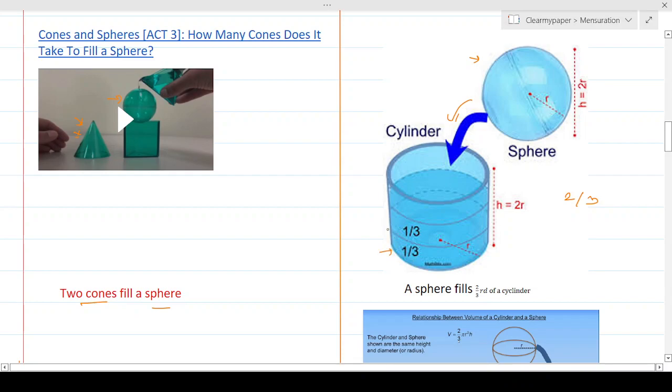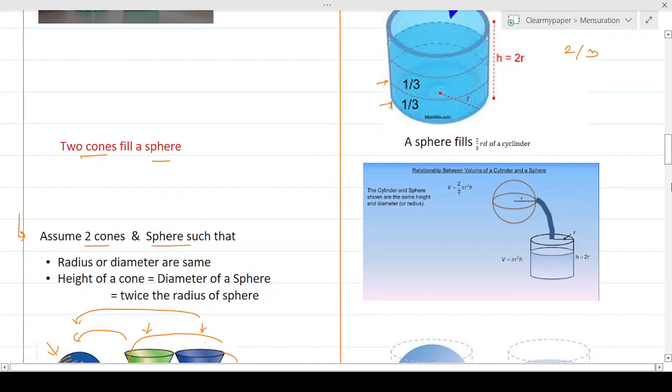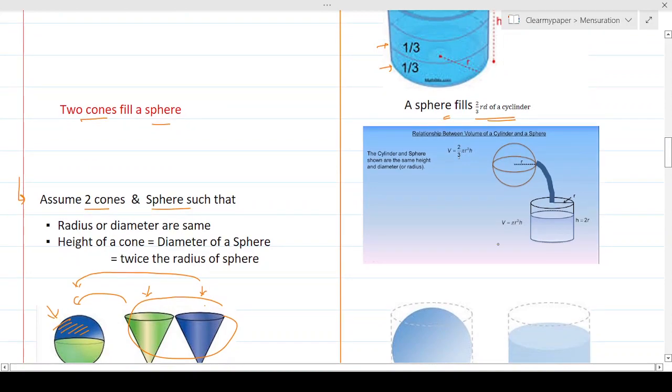So this is a 1/3 and this is a 1/3. If you add that, it's a 2/3. So if you see here, I put it here, a sphere fills 2/3 of a cylinder. So what does that mean? I'm taking the sphere, pouring the water, and if you see, almost 2/3 is filled and 1/3 is left off. That's what it is. And the same assumption we are going to make over here.